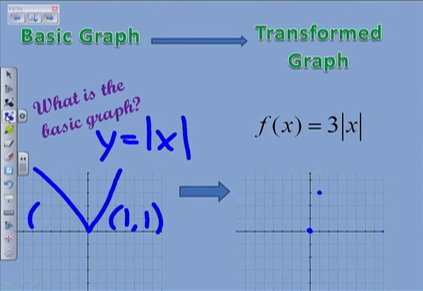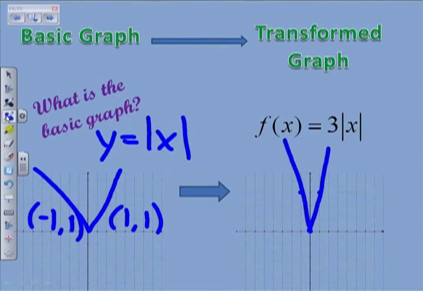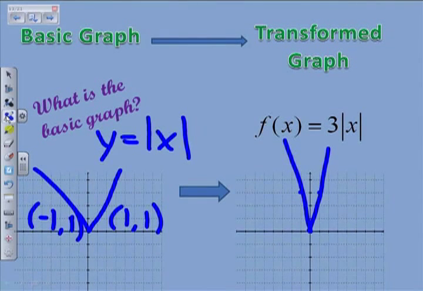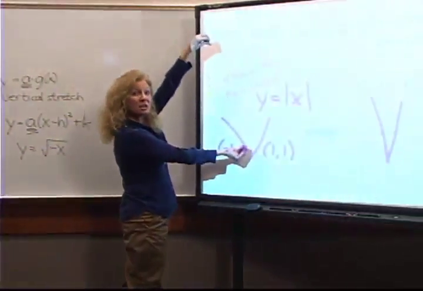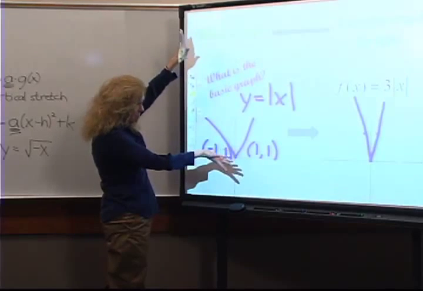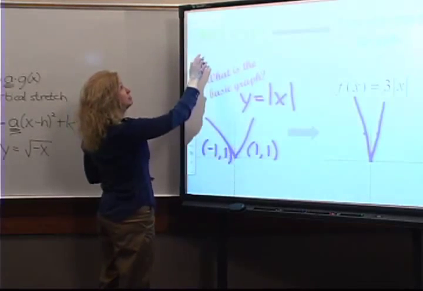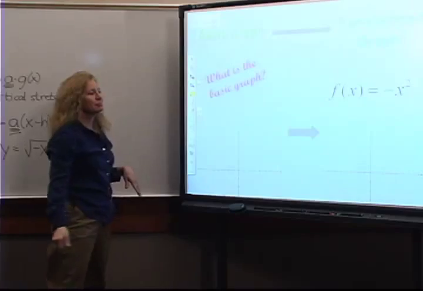This guy is negative 1, 1. Where's he going to go? You're going to take that y coordinate, multiply him by 3, boom. Now, does that graph look like I took this guy and stretched him? Works for me. Okay.